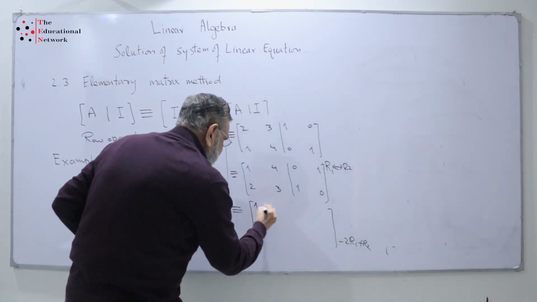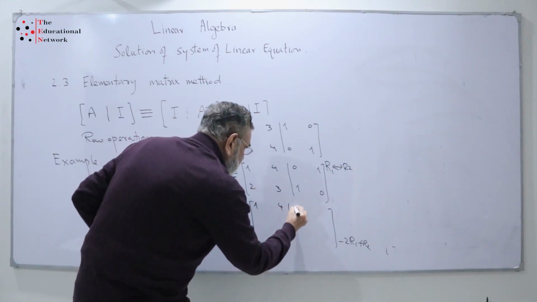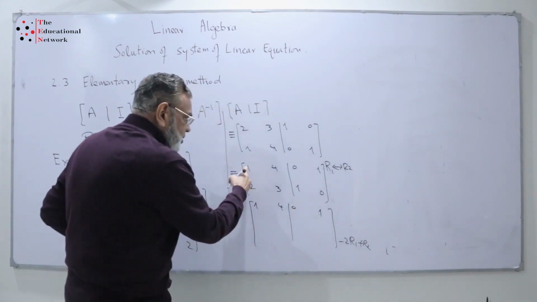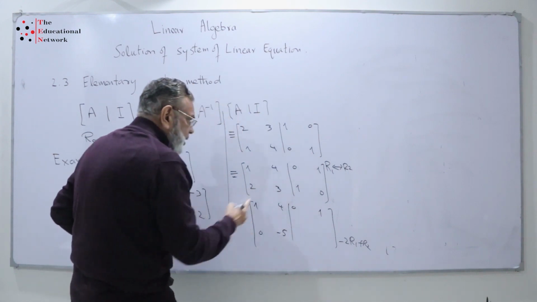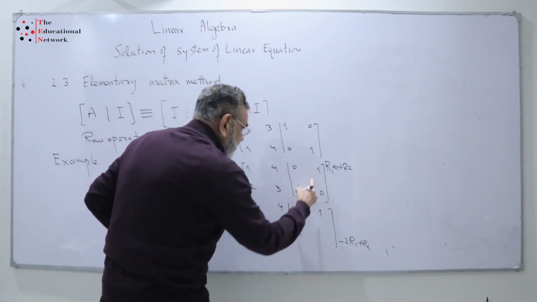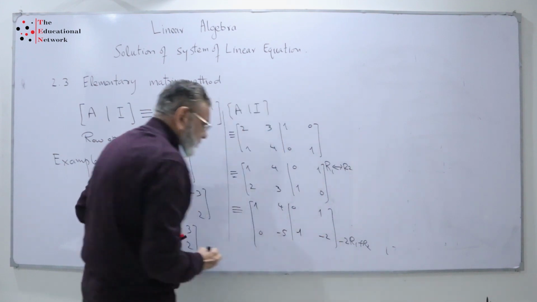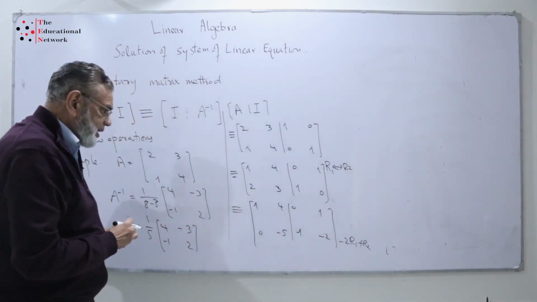This is my R1, 1, 4, 0 and 1. Multiply minus 2, get here 0. Multiply minus 2, we get here 5. Multiply minus 2, they remain 1. Multiply minus 2, we get here minus 2. So that's the thing we get.